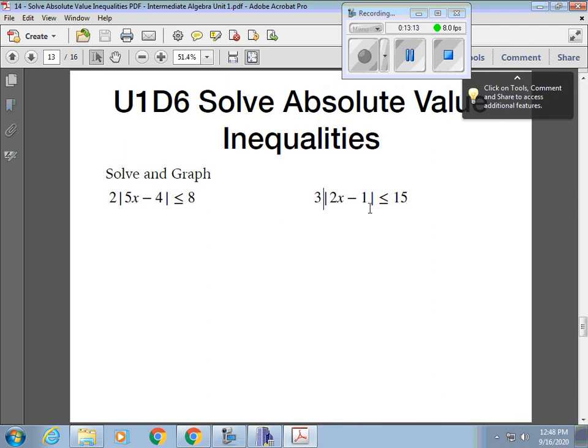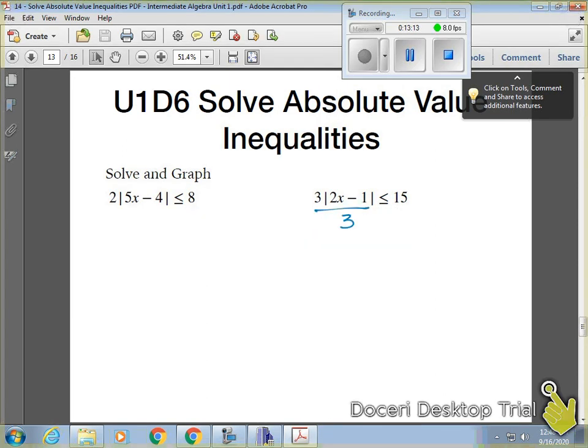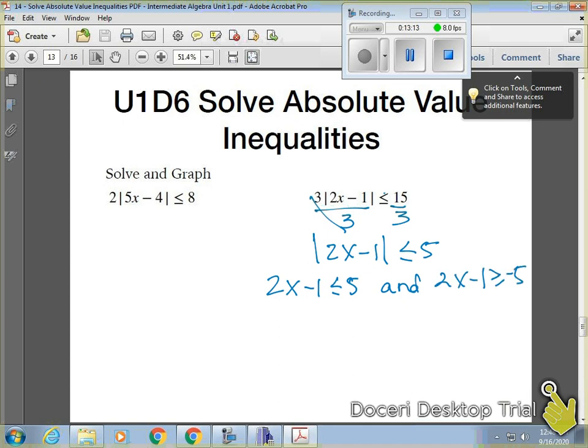On the second problem, I'll divide both sides by 3. Get the absolute value of 2x minus 1 is less than or equal to 5. Split into two cases. 2x minus 1 is less than or equal to 5. It's less than, so it's an and situation. 2x minus 1 is greater than or equal to negative 5. Adding 1 to both sides, I get 2x is less than or equal to 6. So x would be less than or equal to 3. Adding 1 to both sides here, I get 2x is greater than or equal to negative 4. X would be greater than or equal to negative 2.